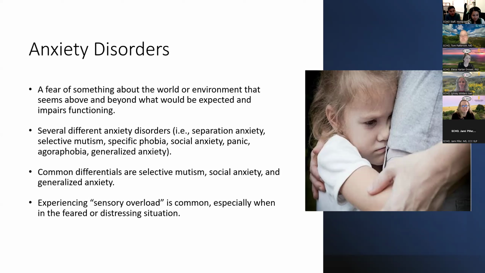There are several different kinds of anxiety disorders. There's separation anxiety, selective mutism, specific phobia, social anxiety, panic, agoraphobia, generalized anxiety. There's a huge list of them in the DSM-5. Common differentials for autism include selective mutism, social anxiety, and generalized anxiety. The other thing to think about is, I know lots of times parents will come into an appointment saying my child has sensory issues. They seem to have sensory overload. Sensory overload is a common feature of anxiety as well. So that's why it's important to keep it on the differential. Next slide.